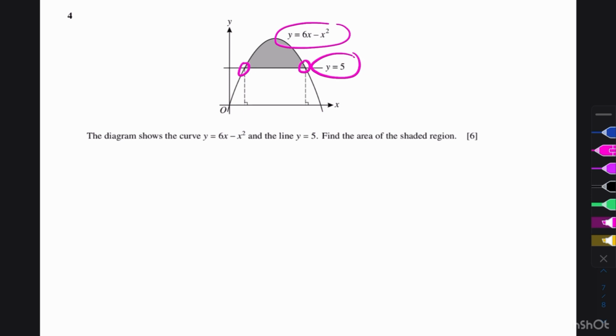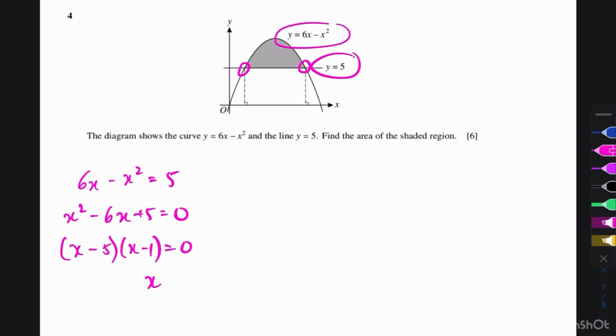You just equate them. So 6x minus x squared equals 5. I'm just going to take everything to the same side and make it positive. So x squared minus 6x plus 5 equals 0. Factorize: x minus 5, x minus 1 equals 0, x equals 1 and 5. So now we know that these two values here are x equals 1 and x equals 5. So we're going to be integrating between those two values.